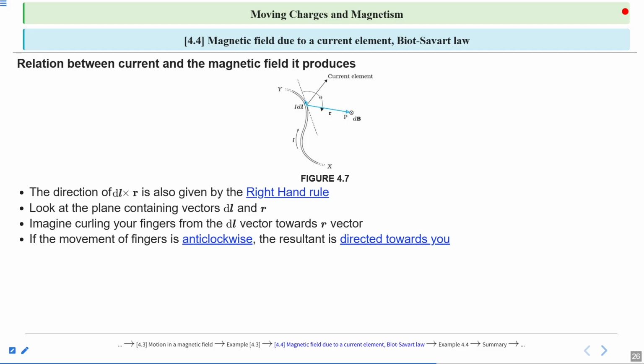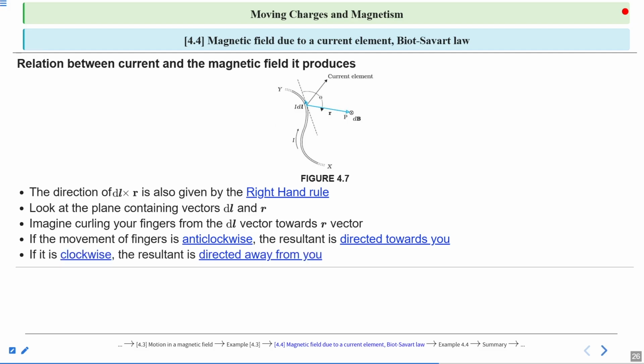Okay, but in this diagram, is the movement of fingers clockwise or anti-clockwise? It is in clockwise direction. So the resultant is directed away from you. That means inside, directed inwards. Okay.